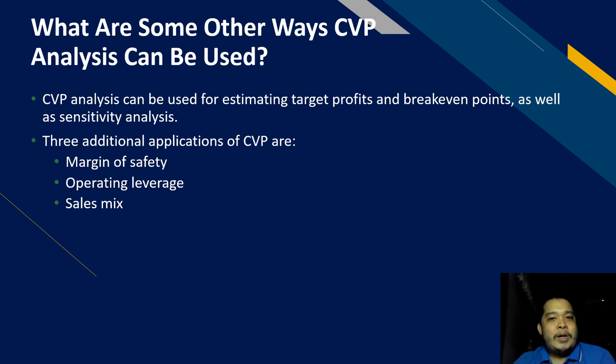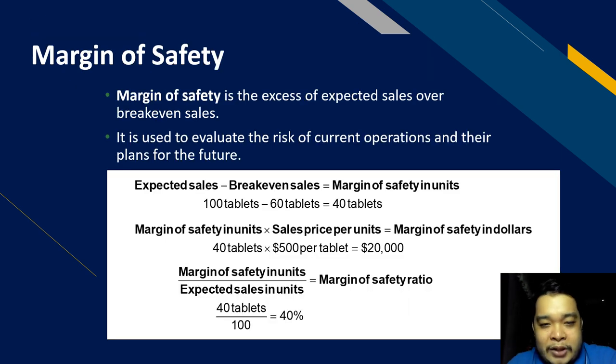Now, what are some other ways that the CVP analysis can be used? And we will talk about three things: the margin of safety, operating leverage, and the sales mix. Okay, let's start with margin of safety. So margin of safety is a measure of risk. The margin of safety is the excess of expected sales over break-even sales. So if your expected sales is 100, but your break-even point is 40, it means that you have a buffer of 60, right? 60 is the margin of safety, okay?